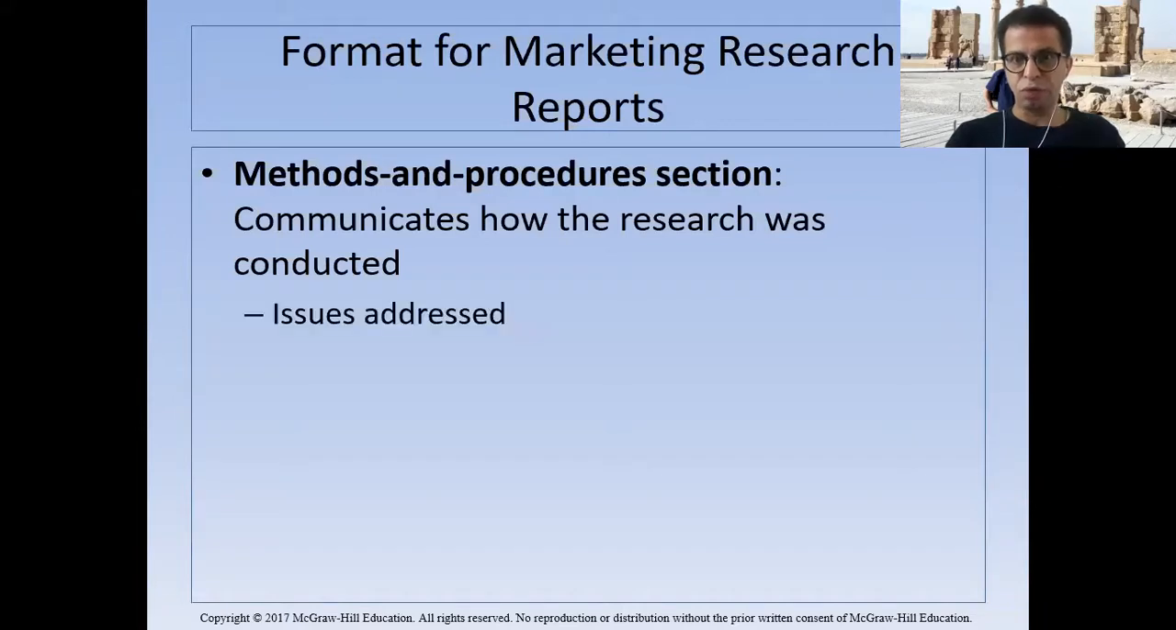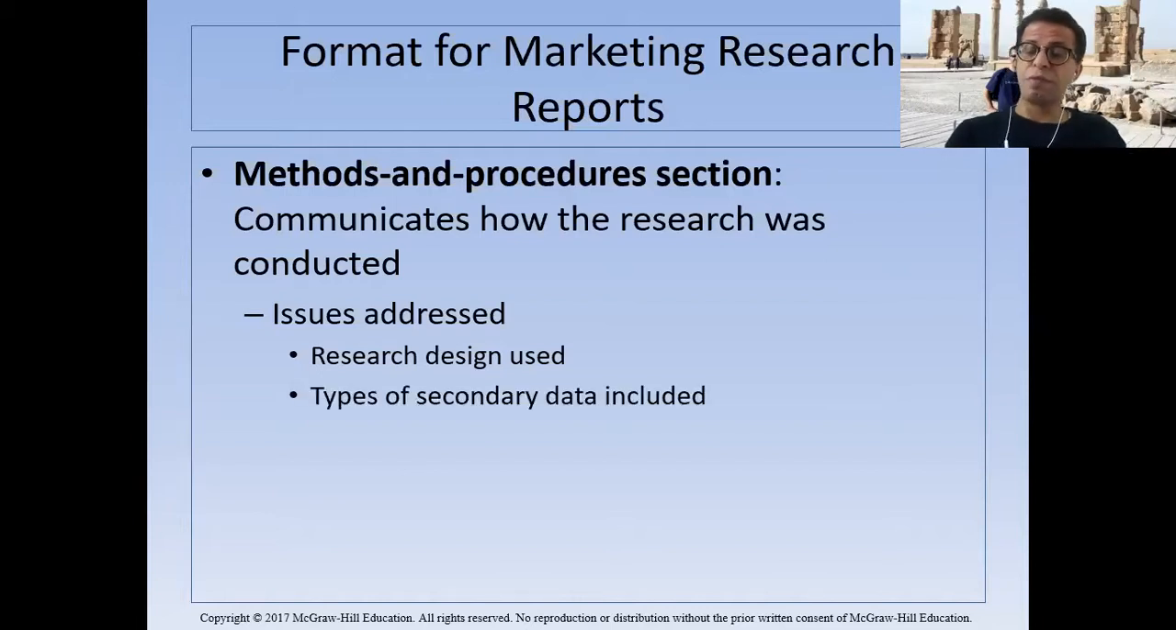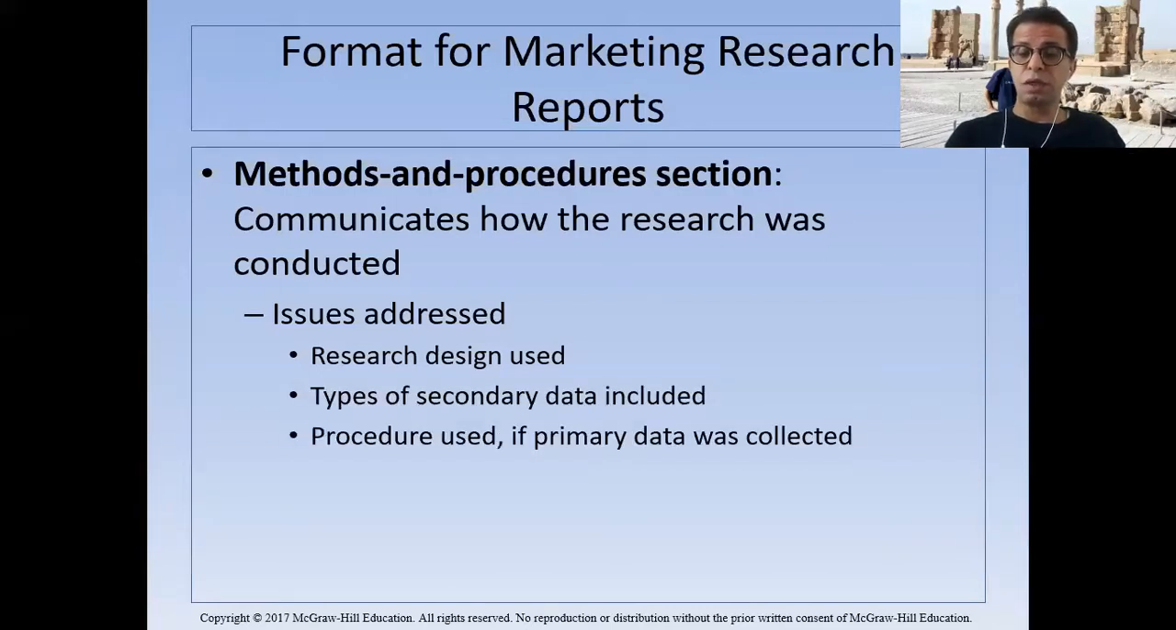If there is primary research, especially primary data, you explain it. If it's secondary data only, then you need to dig in and find out how this secondary data has been collected. So you need to have very credible research. Include the research design used, the type of secondary data included, and the procedures used if primary data was collected, plus the sample and sampling process.